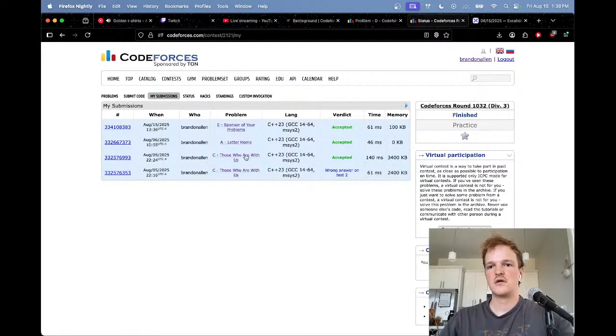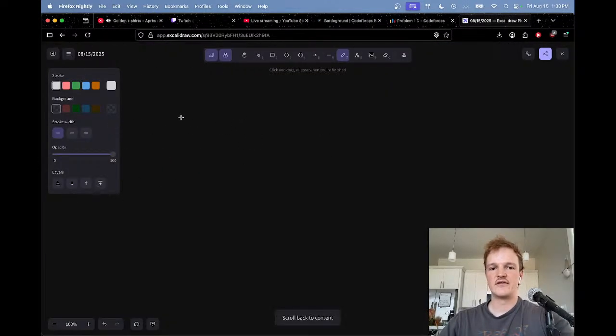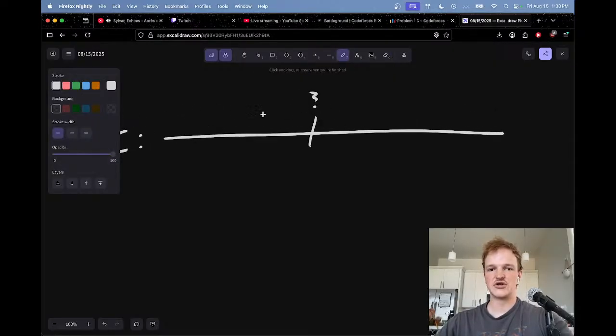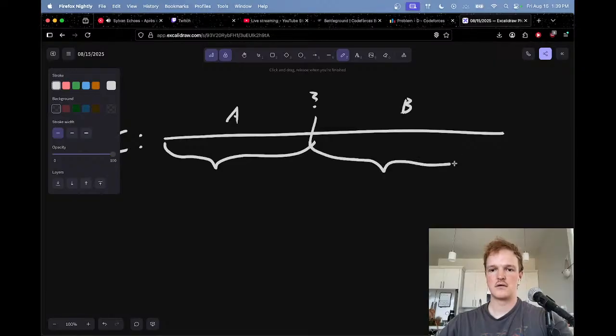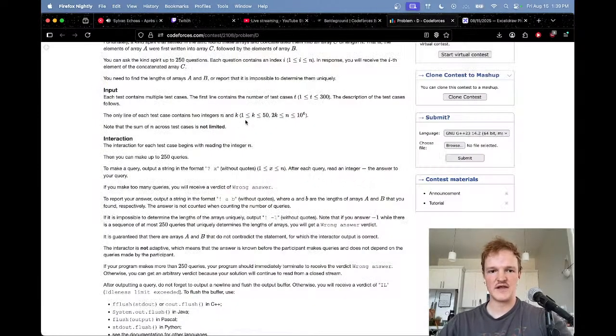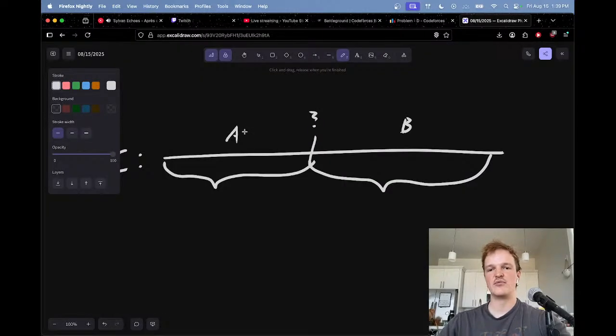So you're given C. C is this big array. There's some delineation somewhere where on one side you have A and on the other side you have B. And you need to be like, I guess you're recovering the original arrays? You need to find the lengths of arrays A and B.